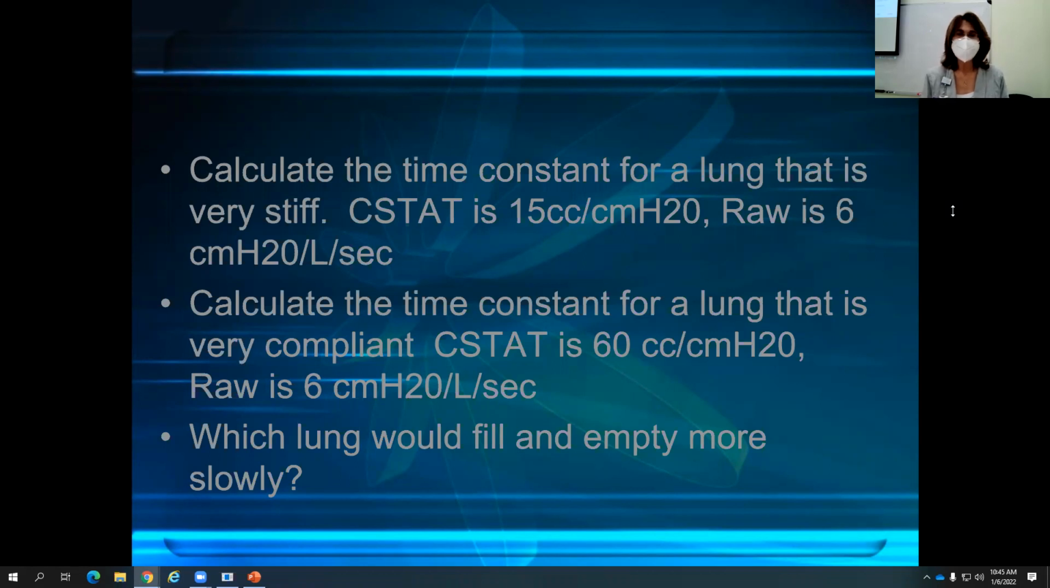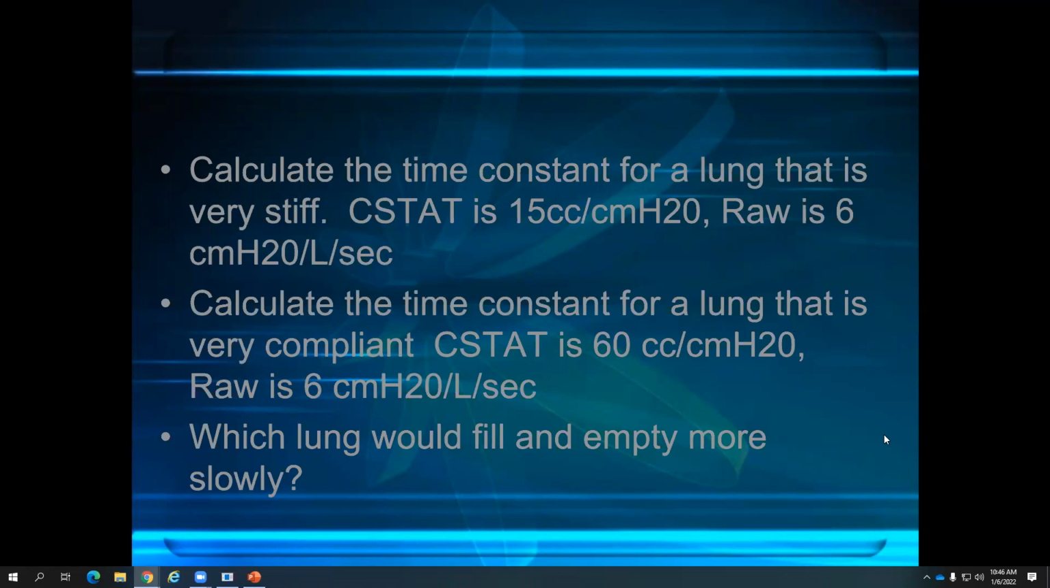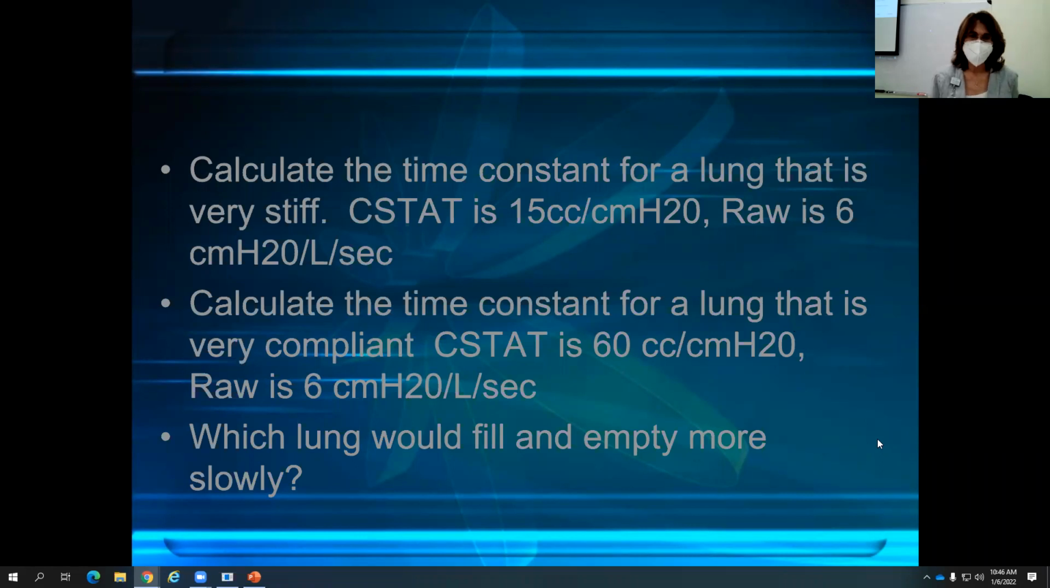So 0.015 times 6, and I'll call on somebody. Tell me what you got. Denzel, I don't think I've heard from you today. What did you get for 1 time constant? I got a 0.09. Very good. And then the units will be seconds. All right, 0.09 seconds. All right, not long.